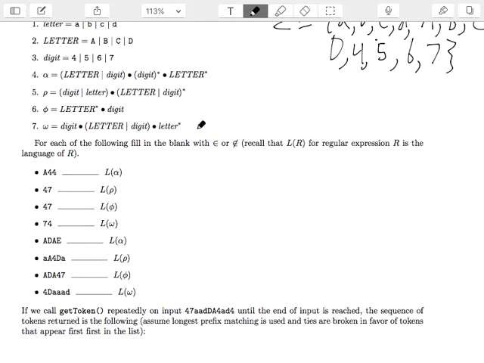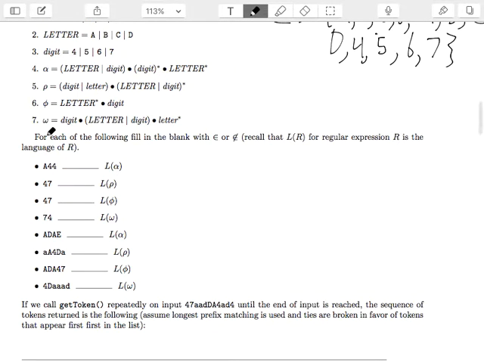Okay, so it says, for each of the following, fill in the blank with is an element of or is not an element of. Recall that L of R, of regular expression R, is the language of R. So what is this asking us to do? Is capital A 4-4 in the language of alpha? Is the string capital A 4-4 in the language described by the regular expression alpha, or is it not? That is what it's asking. So how do we decide?